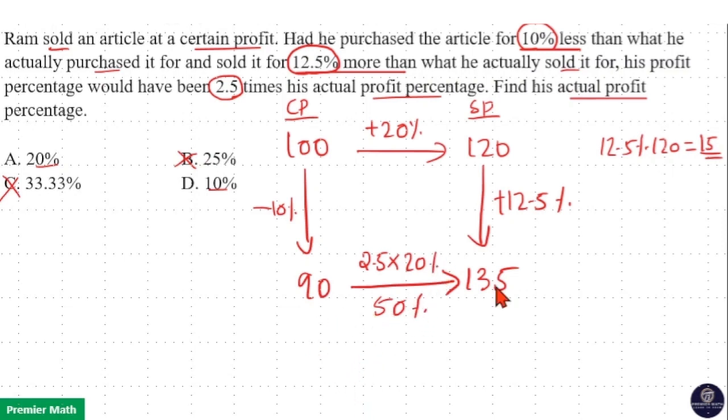So let's check whether the profit is 50% if he purchases it for 90 and sells it for 135. Now difference between 90 and 135 is 45 rupees. This 45 rupees is 50% of the cost price 90. That means here profit is 50%. So option A is the right answer.